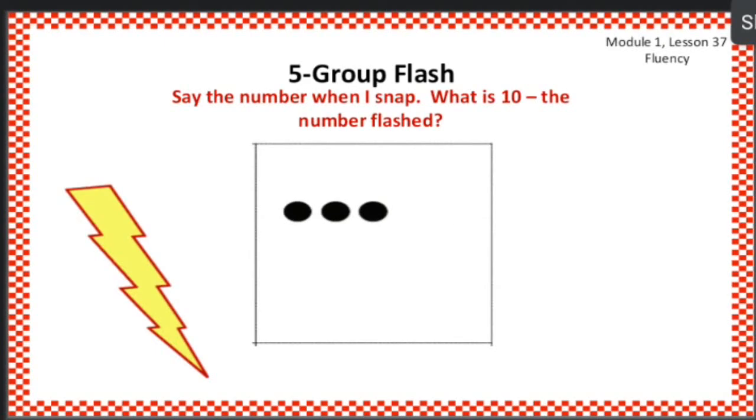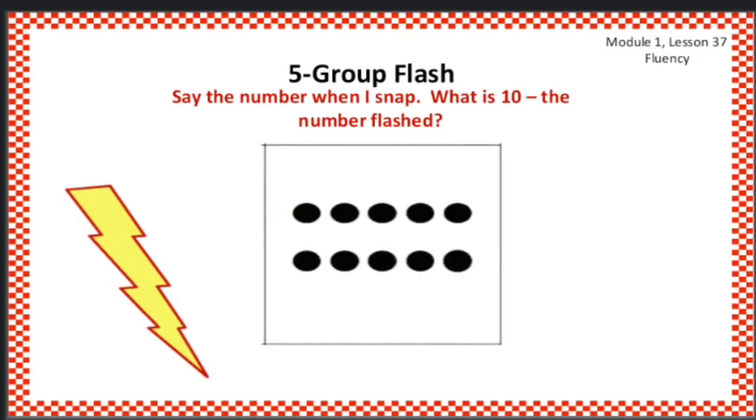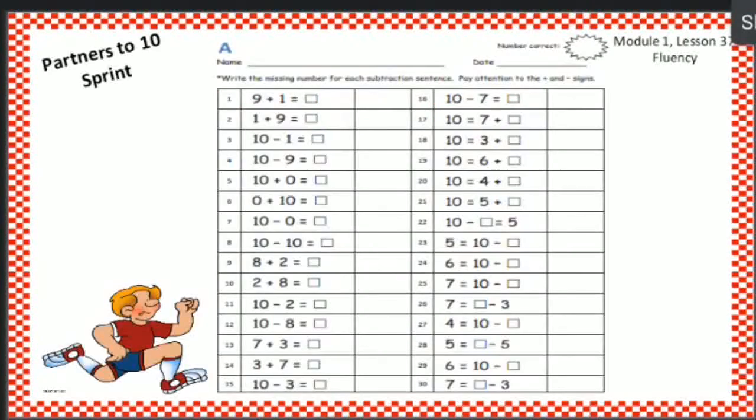How about this? 7. Now what about this one? This is 10 dots. 10 minus 10 will give us what? 0. Yes, 0. 0 means nothing. Nothing left. So this is 0 because 10 minus 10 is 0. Alright, now these are partners to 10. That means these are numbers that when you add them together, they will give you 10, like 9 plus 1, 1 plus 9, and so on.